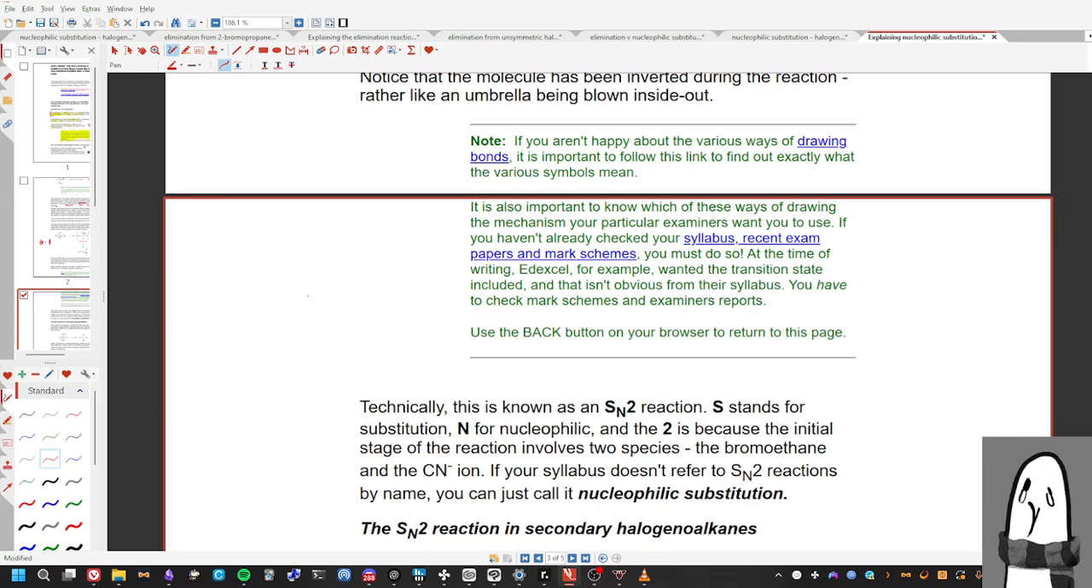If you aren't happy with the various ways of drawing bonds, it's important to follow this link to find out exactly what these symbols mean. It's important to know the ways of drawing these. If you haven't checked, then do so. At the time of writing at Excel, for example, they wanted the transition state included.